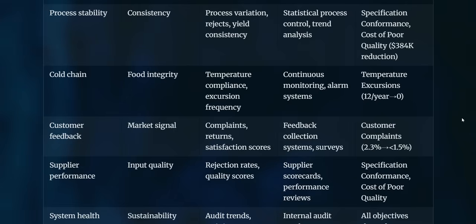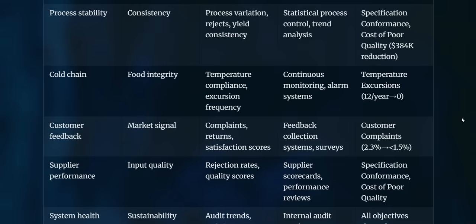Another area we have is supplier performance. It matters here because it is an input to quality. The typical measures for supplier performance include rejection rates and quality scores, and the typical methods for measuring supplier performance include supplier scorecards and performance reviews. The objectives addressed here with supplier performance measurement include specification conformance and cost of poor quality reduction.